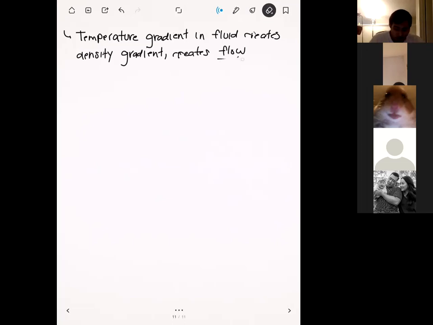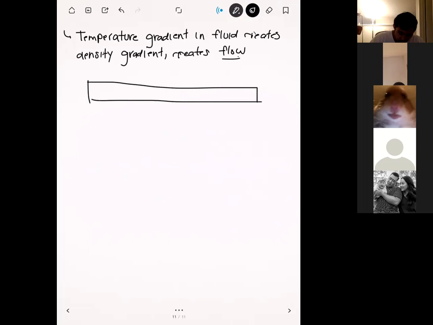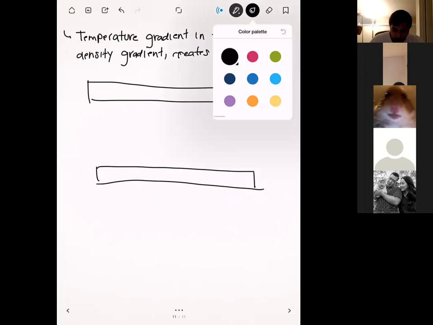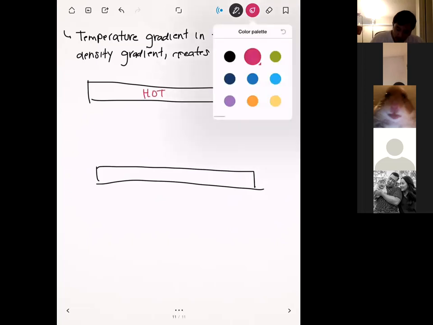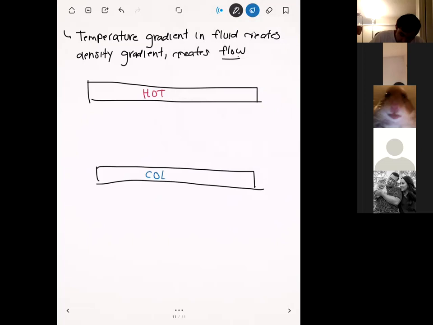But it's not enough just to have any temperature gradient. It needs to be within a certain pattern. So let me draw a sister situation to the one we had before. Let's say that we have a sandwich, and instead of having the hot plate on the bottom, let's have our hot plate on the top, and then our cold plate on the bottom. Next to the hot plate, we know that when you heat up a fluid, it becomes less dense.